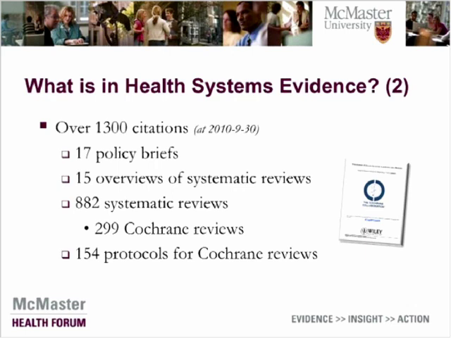So at this point, there are over 1,360 records in Health Systems Evidence, 17 of which are policy briefs, 15 are overviews of systematic reviews, over 880 are systematic reviews, almost 300 of which are Cochrane reviews, and 154 protocols for Cochrane reviews.